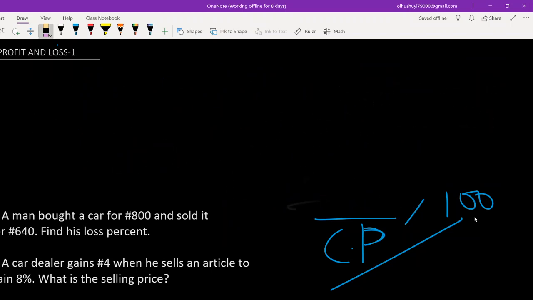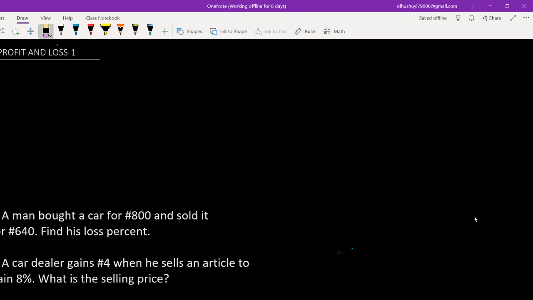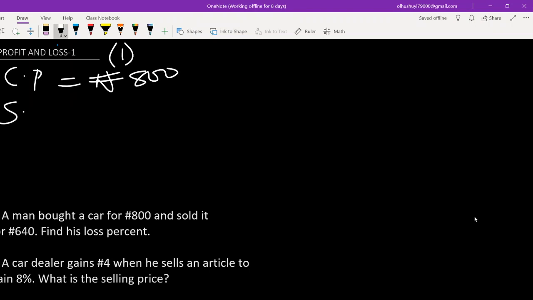So if you have these questions. 1. A man bought a car for 800 naira. Buying the car, that's the cost price. He bought it for 800 naira and sold it, the selling price, for 640 naira. You bought a car for 800 naira, sold it for 640 naira. That's a loss, right? And they ask to find its loss percent.